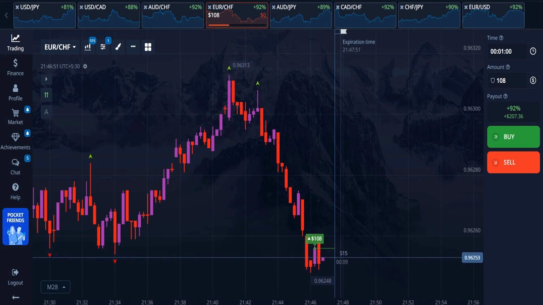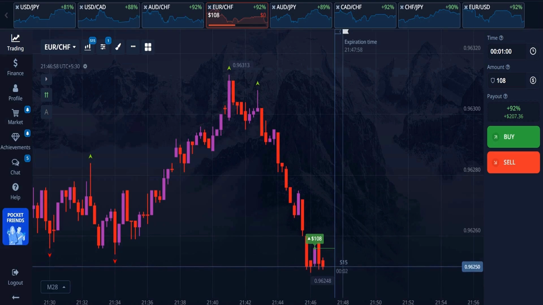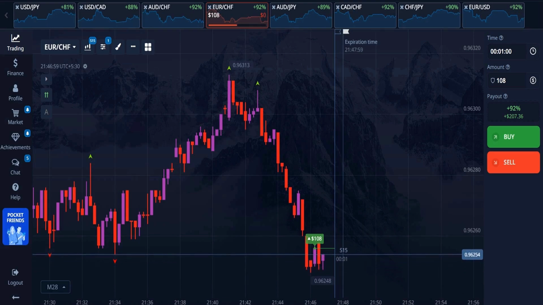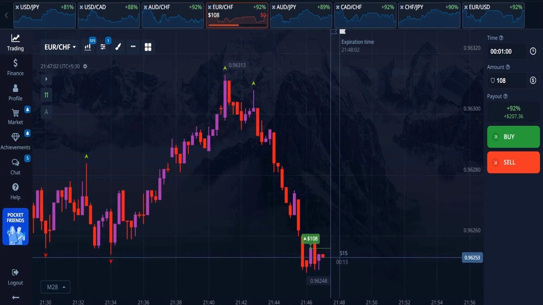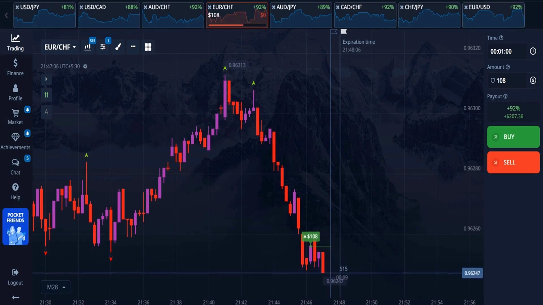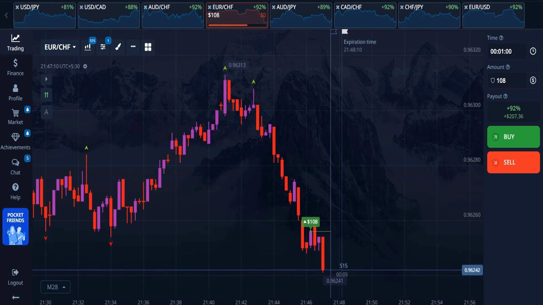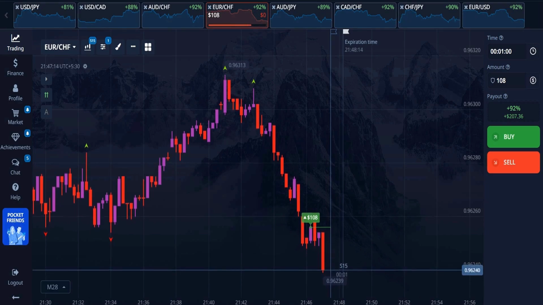Now, a bullish candle has formed at this level, giving us confirmation to enter a buy trade. So, I have just placed a 1-minute buy trade. However, there's something interesting happening here. The price is currently in a strong downtrend, but at the same time, this level has acted as strong support before. So now the big question is, who will win? The buyers or the sellers?